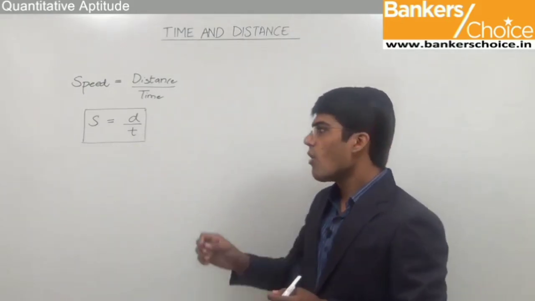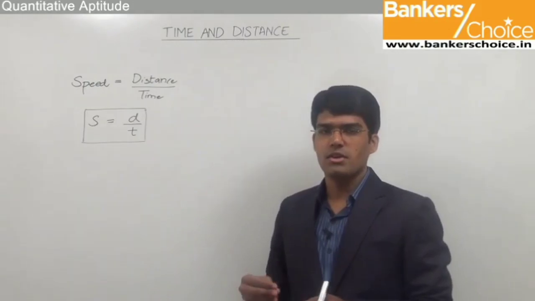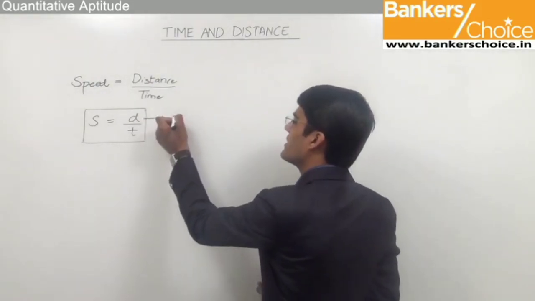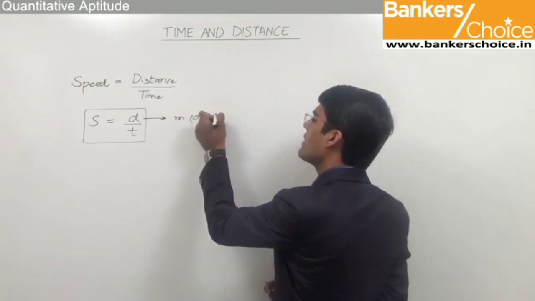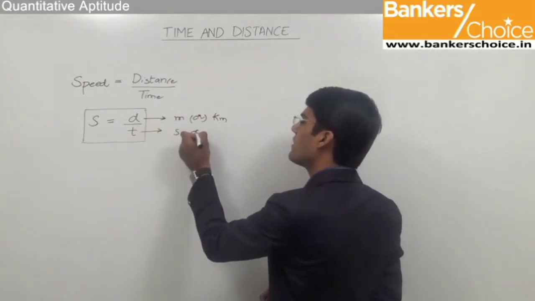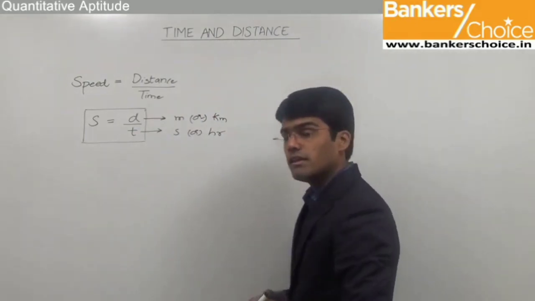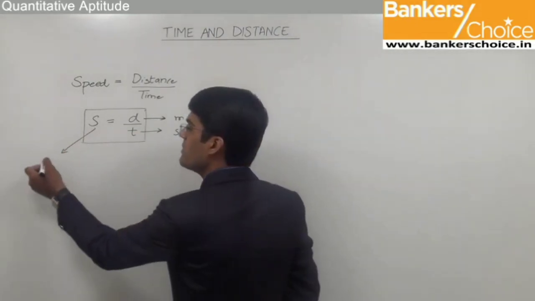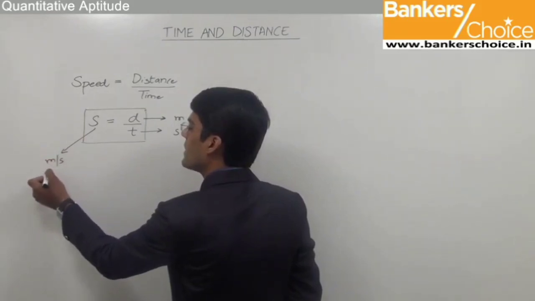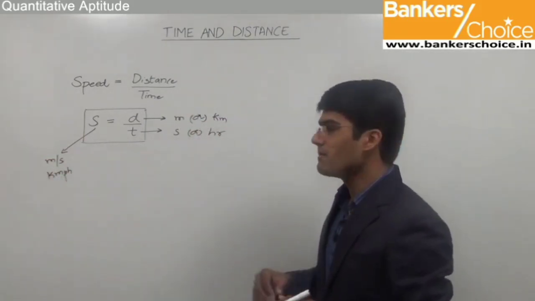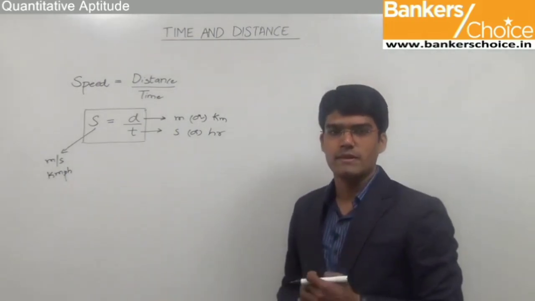But in general, all these three variables are measured with two standard units. For example, when it comes to distance, it is generally measured in meters or kilometers. Time is generally taken in seconds or hours. And accordingly, the speed we get can be measured in two standard units. One is meters per second, the other one is kilometers per hour. So these are the various units of measurement which are generally used in calculations.